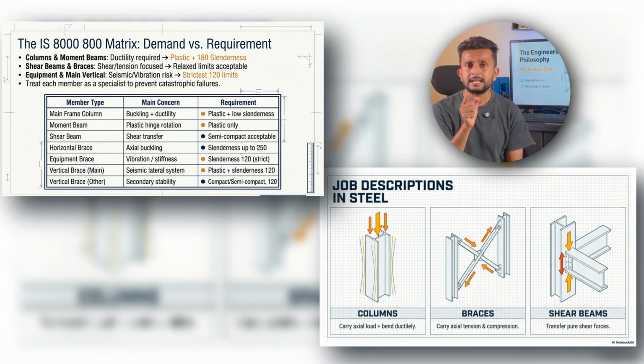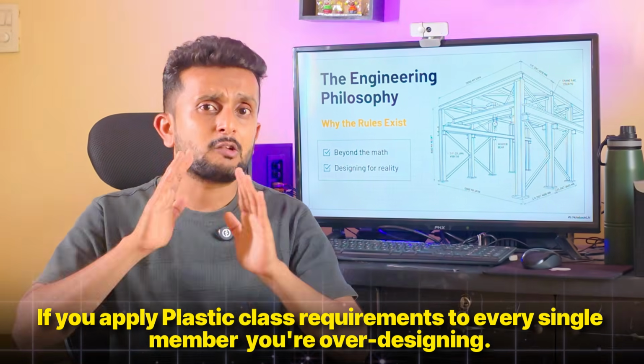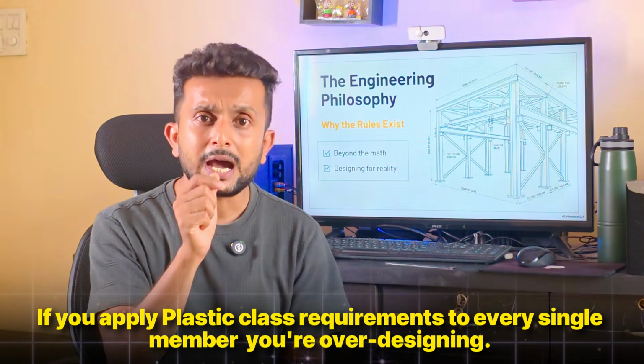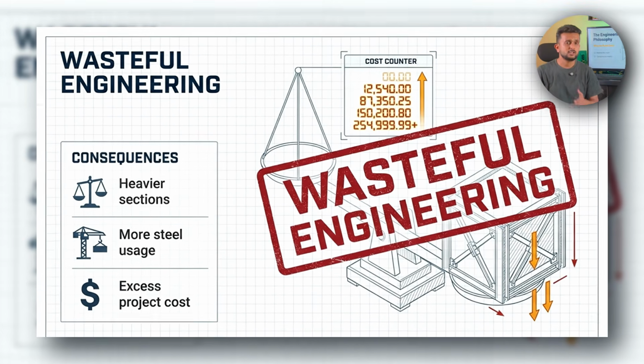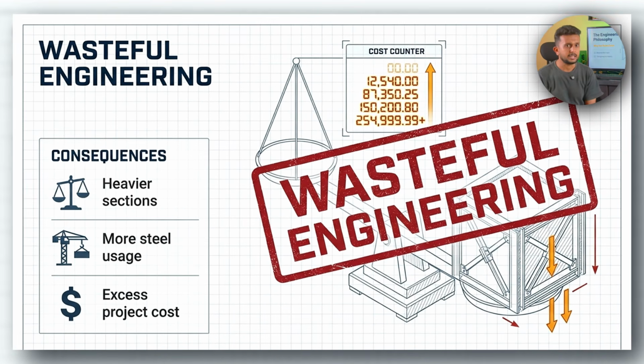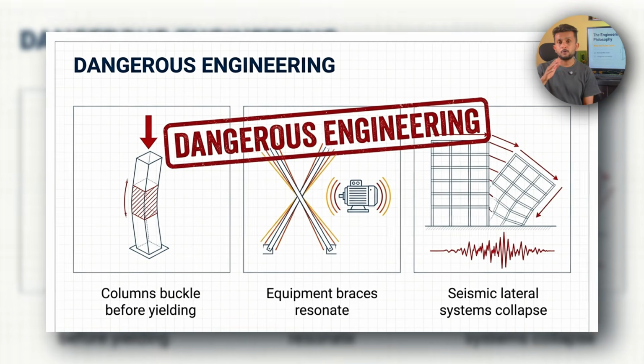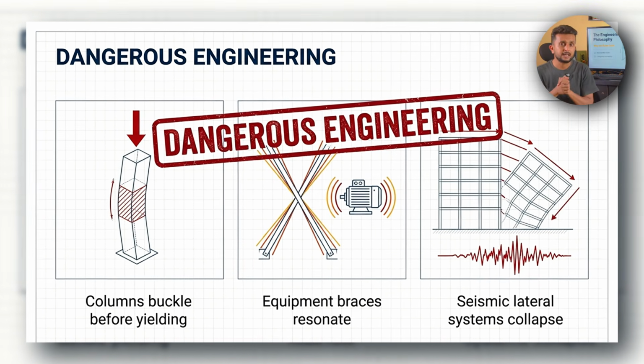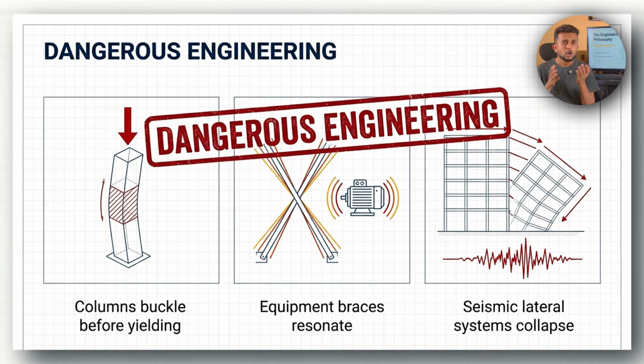The design criteria must reflect what we are actually asking each member to do in structural design, and on site it should perform exactly in the same manner. So if you apply plastic class requirements to every single member, you are overdesigning. Heavier sections, more steel, more cost, no added safety, and that's wasteful engineering. If you relax criteria for the wrong members, your column buckles before forming a hinge, your equipment brace resonates, your lateral system collapses under seismic load, and that's dangerous engineering.